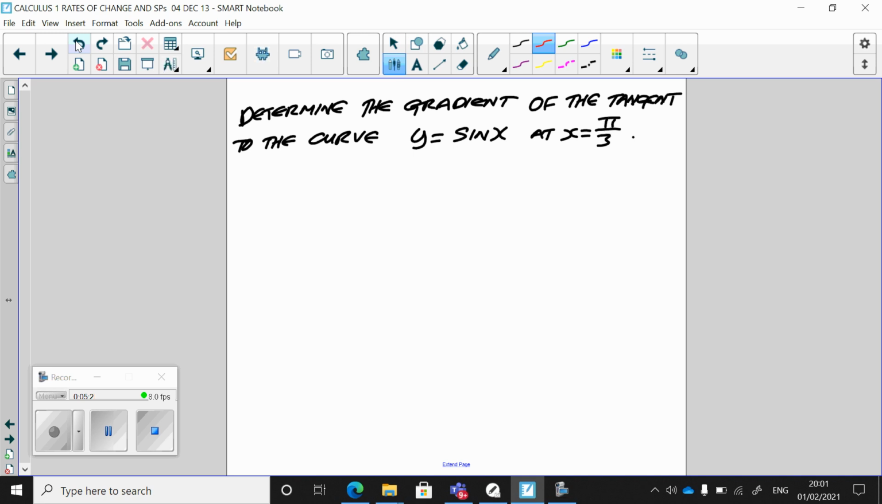Another question here. This time we're changing the type of function that we have. Sine x, so that's one of the wavy things. And the point I'm looking at is pi over 3. That's fine.